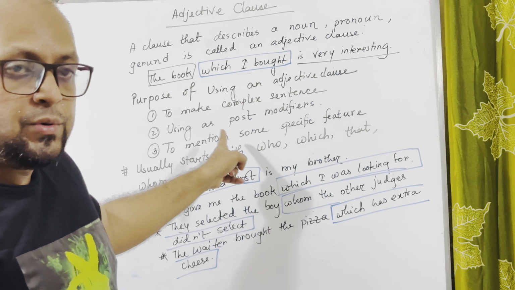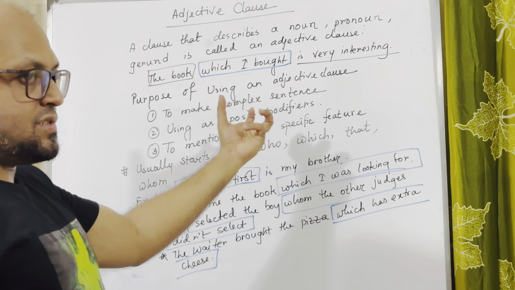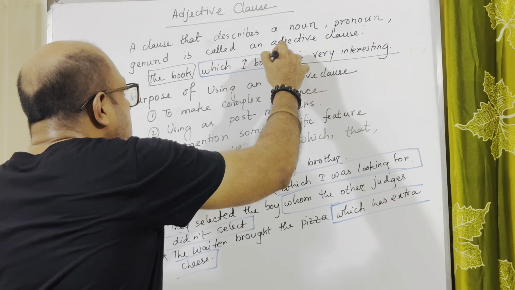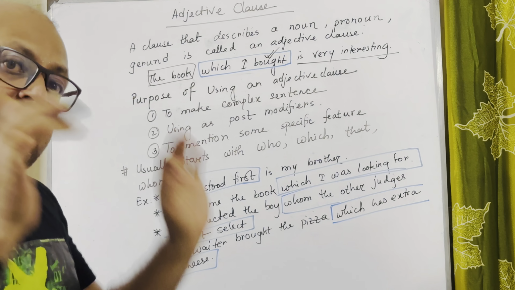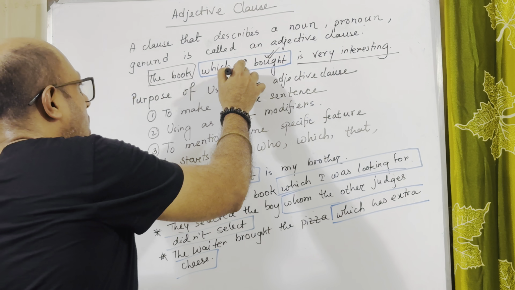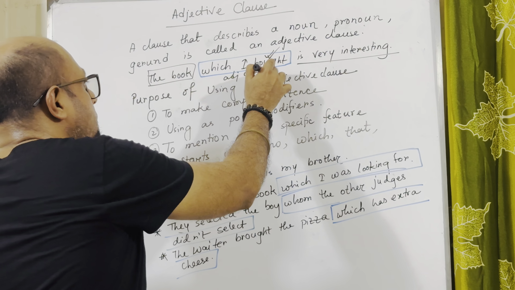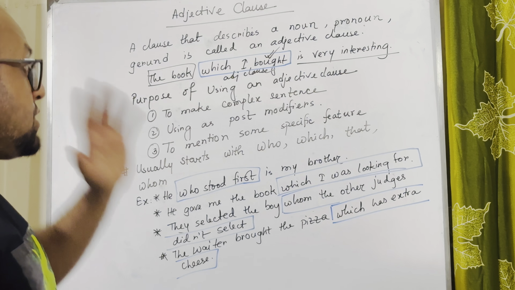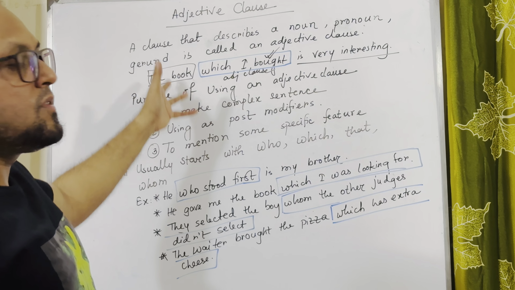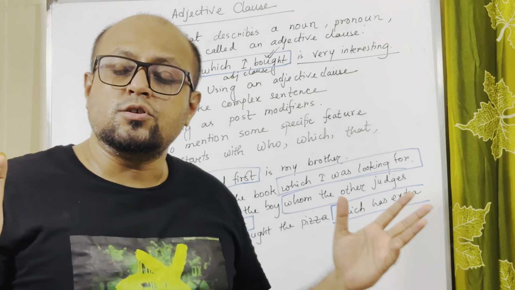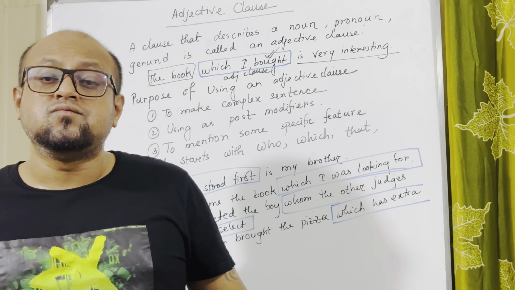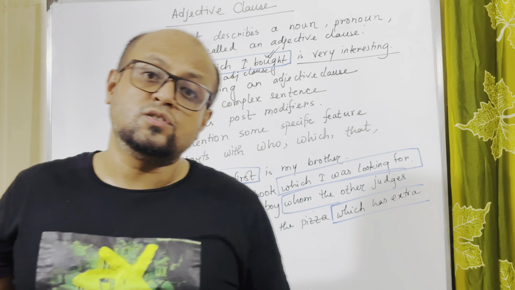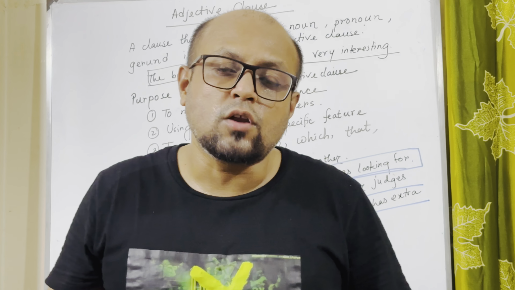So the clause, as it has a finite verb, bought, and is describing a noun, is called an adjective clause. It comes right after your noun or pronoun. So you can say that a noun or pronoun is followed by an adjective clause.